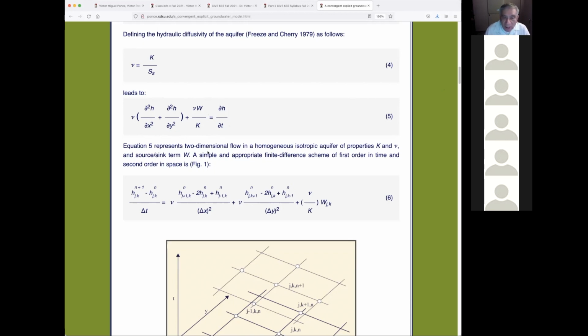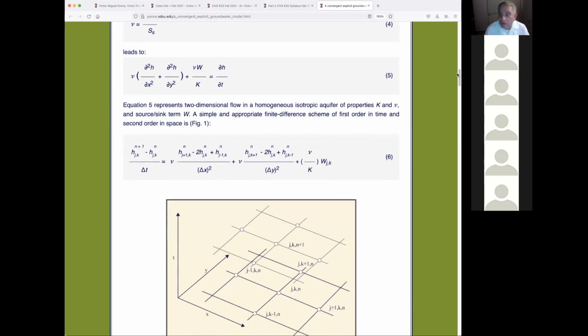A simple and appropriate finite difference scheme of first order in time and second order in space. Remember that if you want to center a scheme, you have to do it at second order in time and second order in space. But if you did that, you'd end up with a Richardson scheme, which is eventually unstable. At the beginning it works and then it drops all of a sudden, like accidentally, right? So we don't want to get into Richardson again. We already talked about that. So we need to provide some offsetting. The offsetting gives us stability.